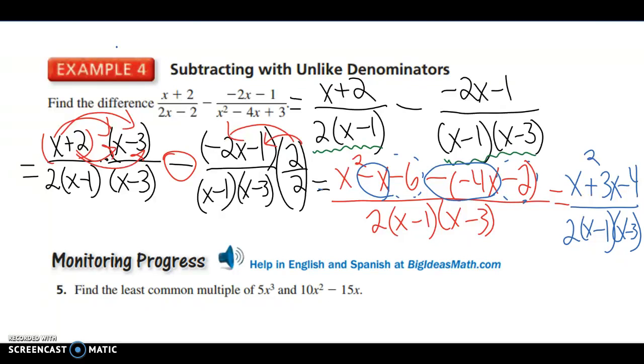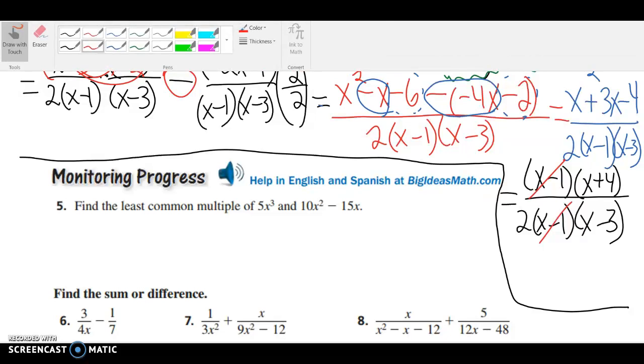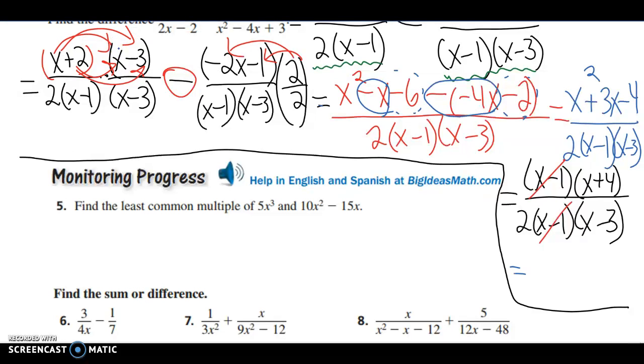I'm going to factor the top and see if I can cancel anything out, and then that will be my final answer. So I factored the top, and then from here, what's going to cancel? Good, my x minus 1s will cancel, and then my final answer is going to be x plus 4 over 2 times x minus 3. Big Ideas might ask you to say what x cannot equal, and since we canceled out x minus 1, we'll say x cannot equal 1.